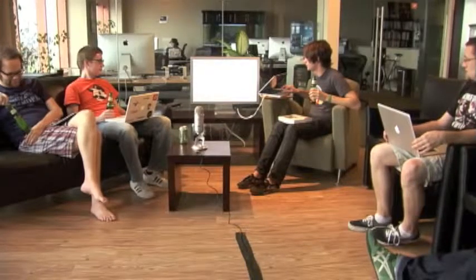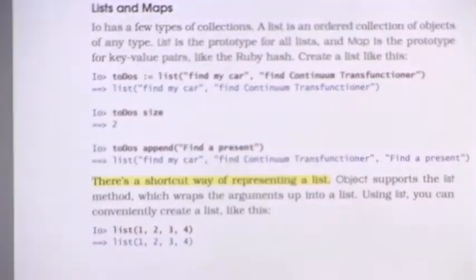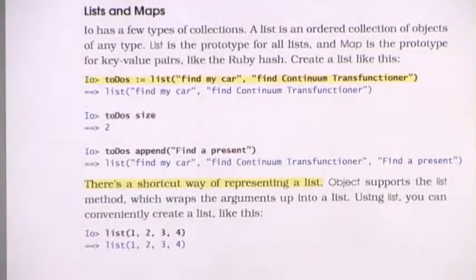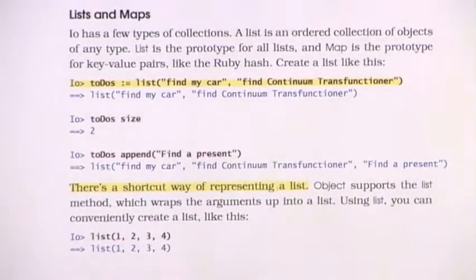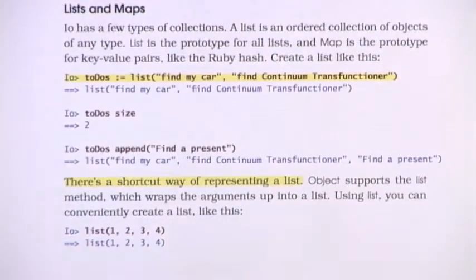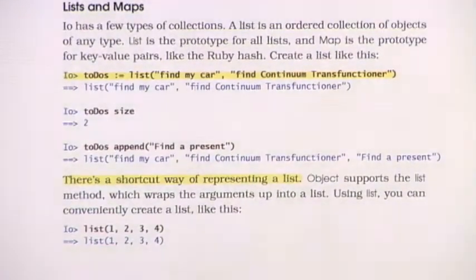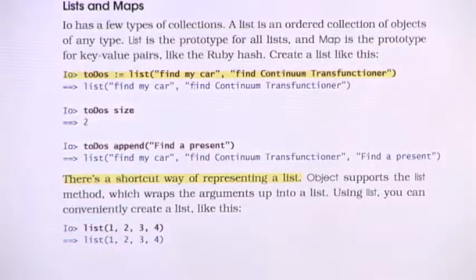To create a list, you just do list and then simply give it a comma separated list of things, and that'll create a list. He makes note to say that there's a shortcut way of representing a list, and that is what he just showed us. The long way would basically be to clone the list object and then append stuff to it by hand.